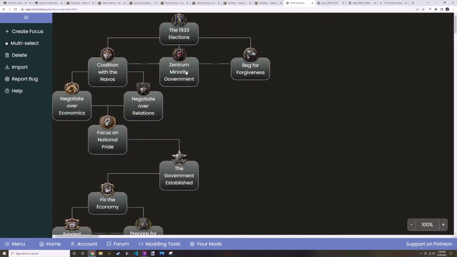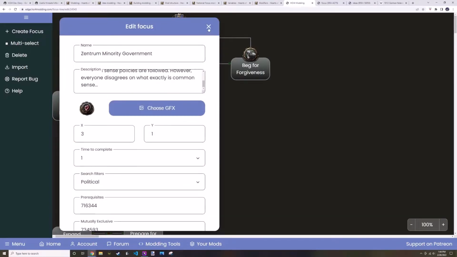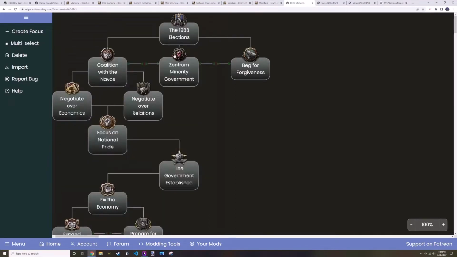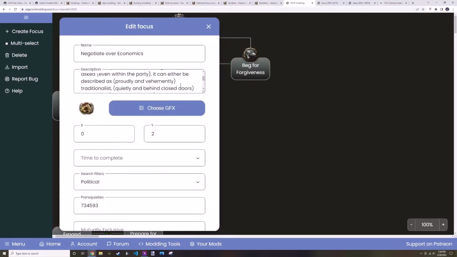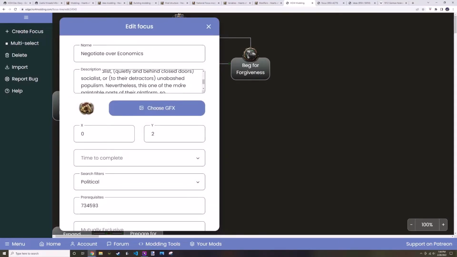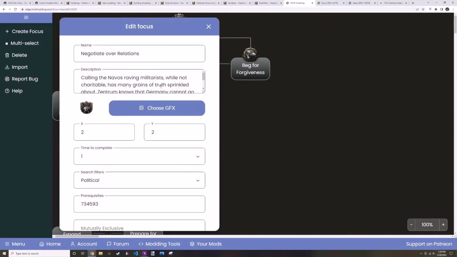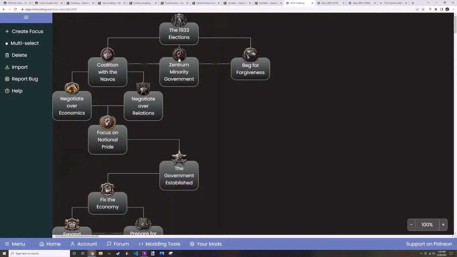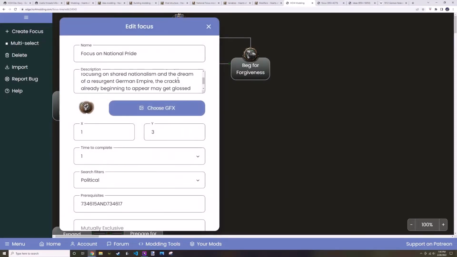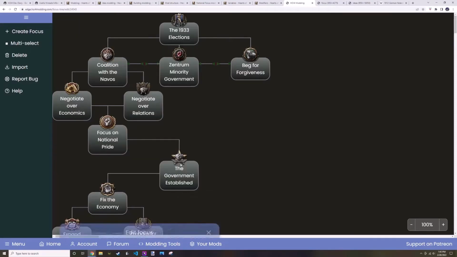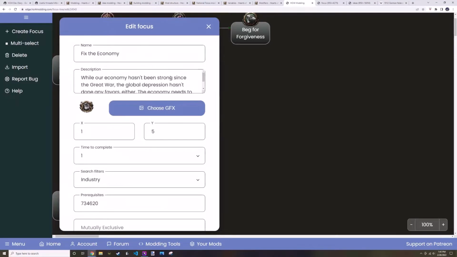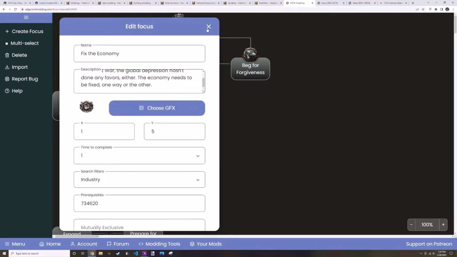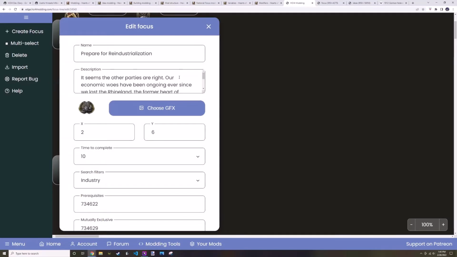This isn't finished, but everything that has a focus here has text to it. And I may also add some stuff to the two options that aren't taken, because the coalition with the Navos is the one that was taken inside this scenario. After the government is established, with fix the economy, there are two focuses: expand agrarian subsidies or prepare for reindustrialization, with the choice that happened being prepare for reindustrialization. A couple of these have effects, but only for display purposes.